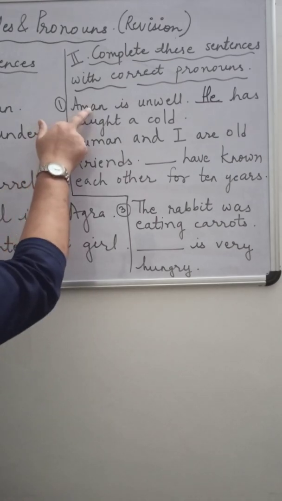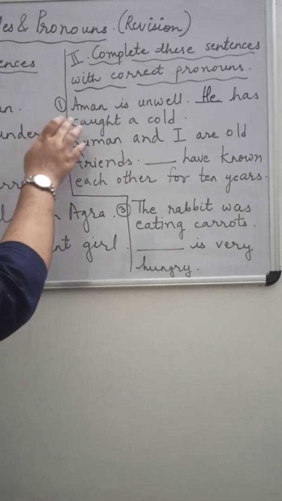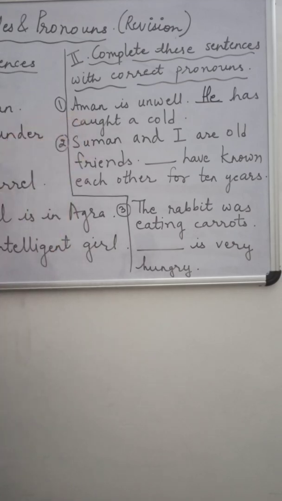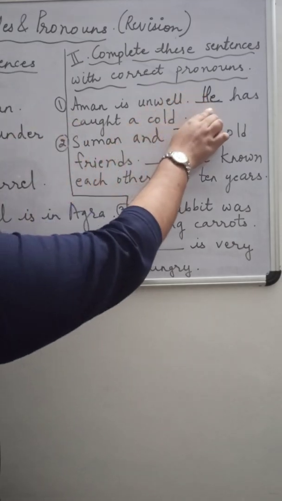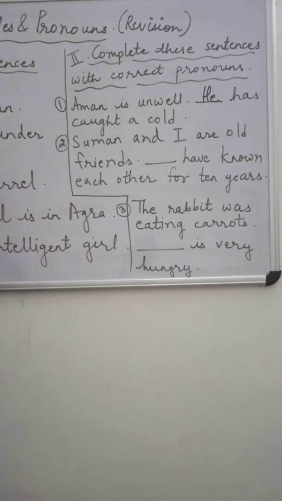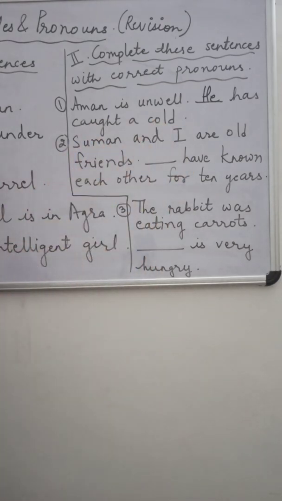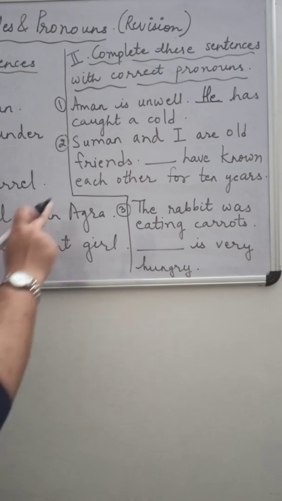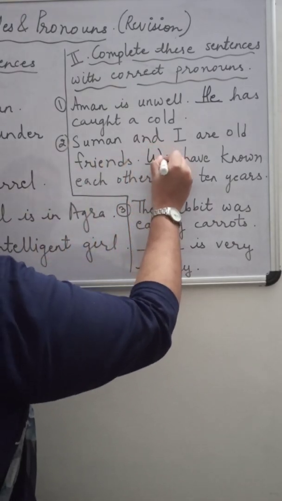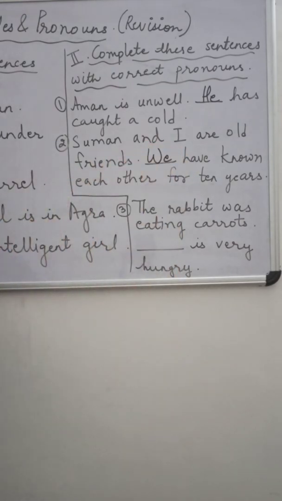Similarly, if a name of a girl would have been written here, instead of he, we would have used the pronoun she. Second, Suman and I are old friends. Now here we are talking about two people. Suman and I means we ourselves. So when we talk about plural nouns, we use the pronoun we. So here we will write we. Suman and I are old friends. We have known each other for 10 years.